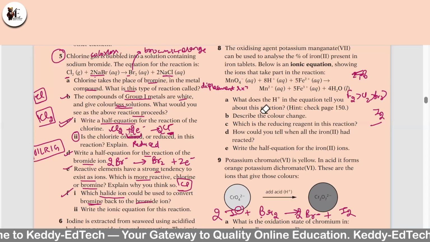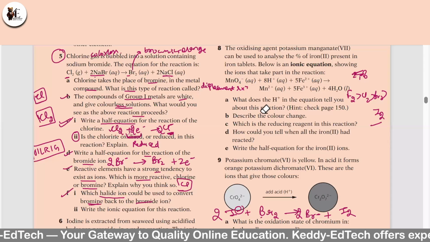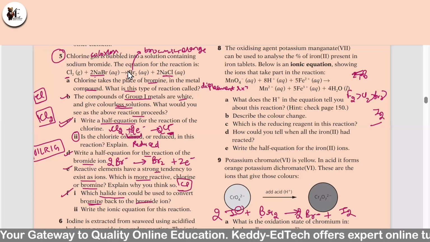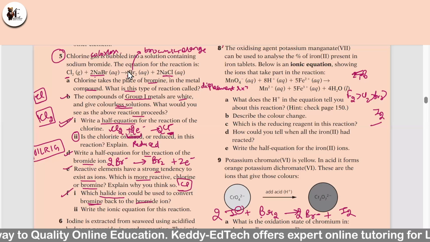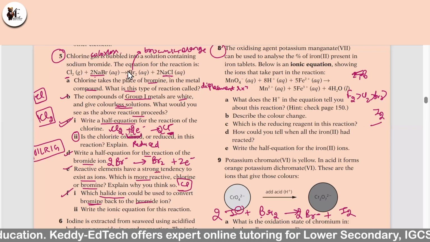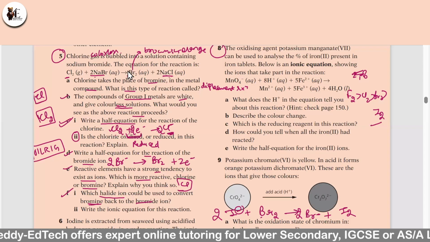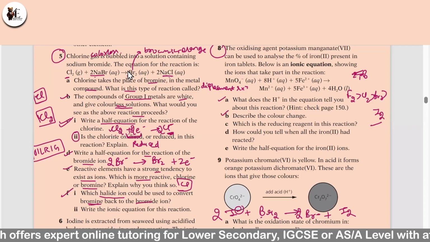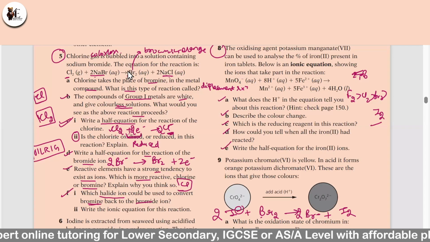Now solve question number 8. The oxidizing agent potassium permanganate can be used to analyze the percentage of iron present in iron tablets. Below is the ionic equation showing the ions that take part in the reaction. So you have to answer these questions: the color change, the oxidation state and the half equation.